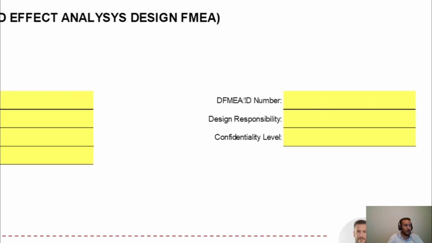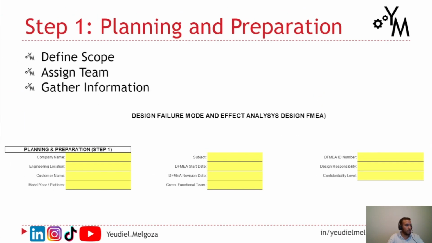And we have the DFMEA ID number, a consecutive number that each organization can assign, together with design responsibility and confidentiality level. So here it is highly important to involve the management team to set the corresponding scope of the study. We need to be very careful in this definition to determine, based on that scope, the necessary resources to achieve that analysis.